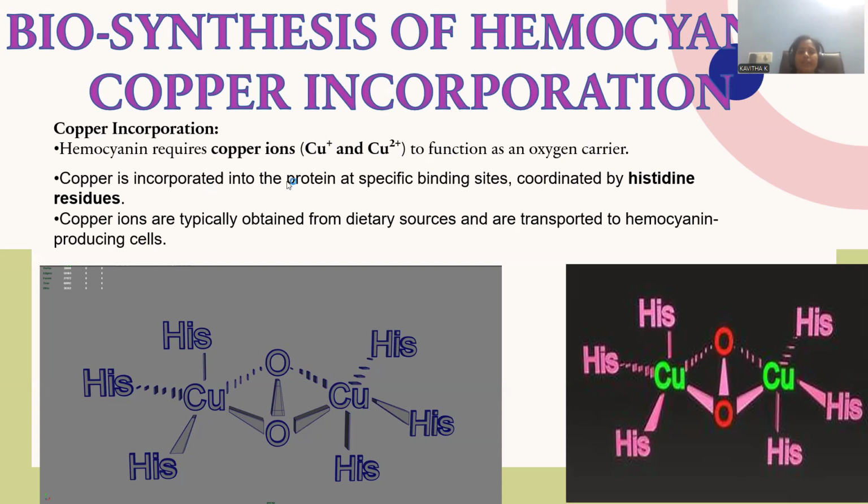Copper is incorporated into the protein at specific binding sites. Wherever histidine molecules are located, they are supposed to bind. Histidines work like ligands. They are forming coordinate covalent bonds with the copper metals. That's the reason why copper insertion is accomplished in between the histidine ligands.